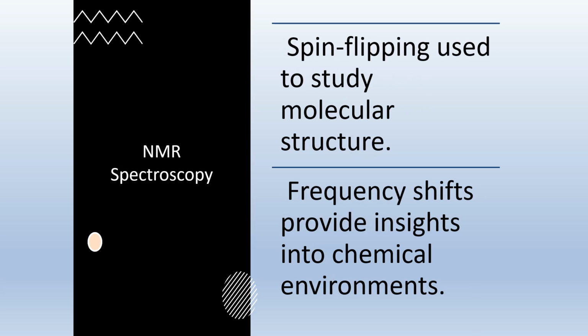Nuclear magnetic resonance (NMR) spectroscopy uses spin flipping to analyze molecular structures with precision. When nuclei transition between spin states, they emit signals that are specific to their chemical environment. These signals can shift in frequency based on interactions with surrounding atoms, offering detailed insights into molecular geometry, bond structures, and dynamics. This makes NMR an indispensable tool in chemistry, biochemistry, and material science.